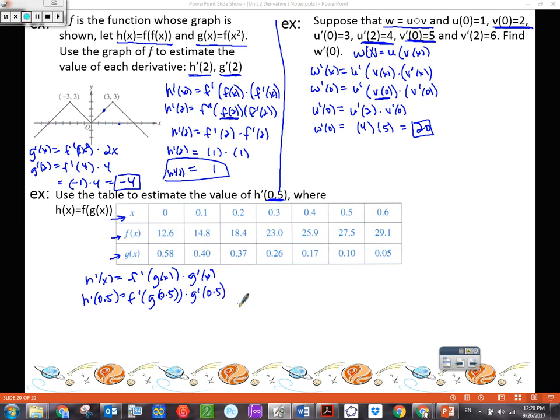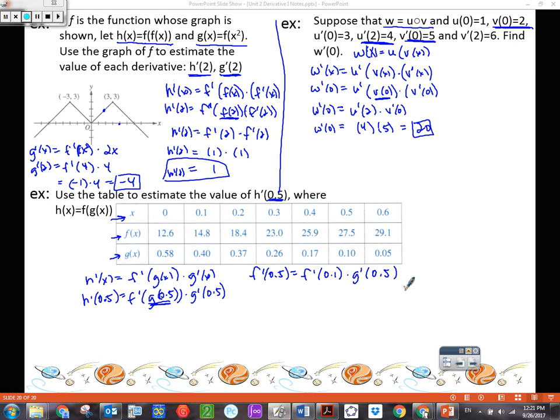Okay, so let's just postpone the derivative talk for just a second because we have a function value that we can actually read off of the chart and put in here. So we need G of 0.5. So we look up here. So here's our 0.5. There's our G of 0.5. So I'm going to replace G of 0.5 with this 0.1. Okay, so H prime of 0.5 equals F prime of 0.1 times G prime of 0.5.